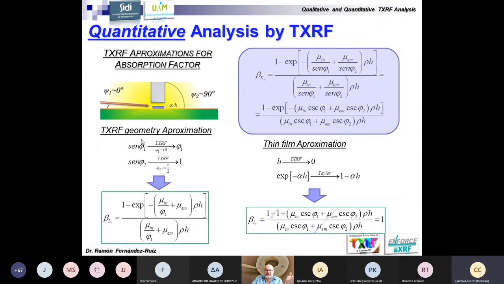This is the geometrical approximation and the implication with respect to the general absorption factor, and the thin-film approximation and the implication with respect to the geometrical approximation, that is, converting this factor into a factor 1, that is, the absorption, in this case, disappears. Okay.